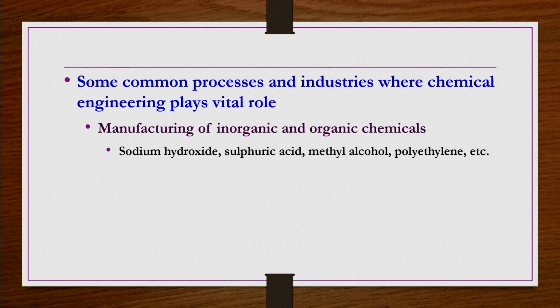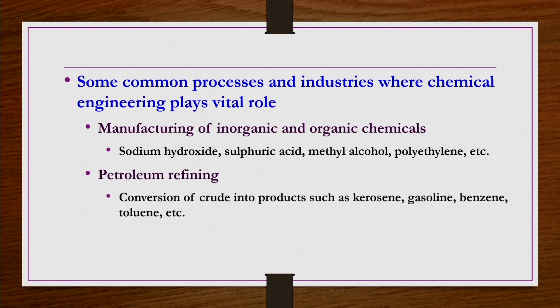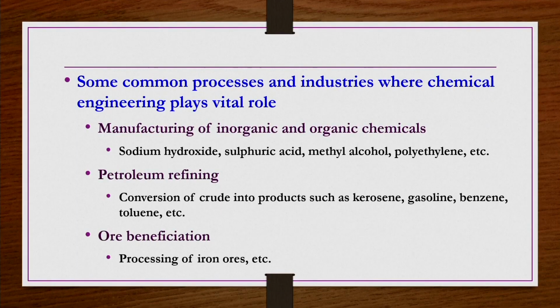Definitely the chemical engineering role is very important there, but in addition to manufacturing these chemicals, chemical engineering principles are also applied in petroleum refineries, where we convert crude into products such as kerosene, gasoline, benzene, toluene, etc. The principles of chemical engineering are also applied in metallurgical industries, through ore beneficiation, etc., where we process iron ores, etc.